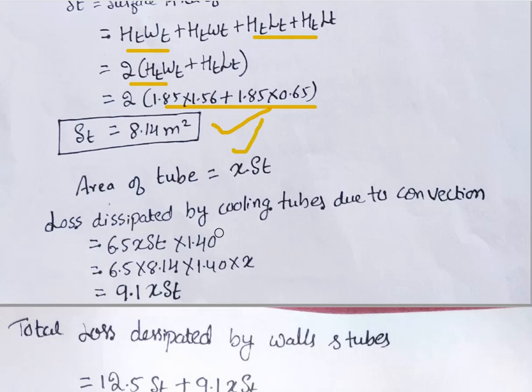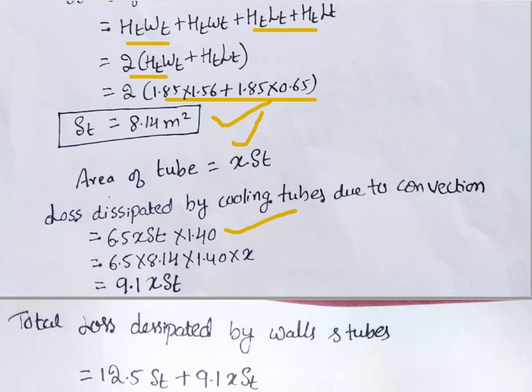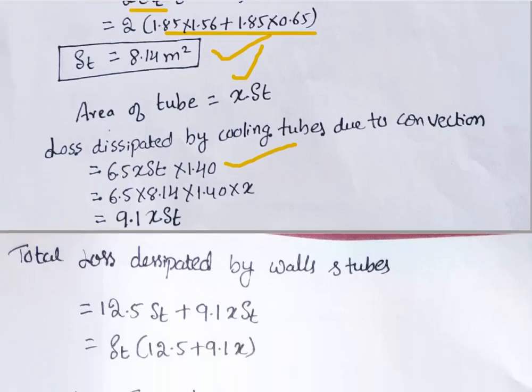The loss dissipated by the cooling tubes due to convection is 6.5 into x into St into 1.40. They have given 40% instead of 30%; in the derivation we saw 35%, but here in the question they have given 40%. So 6.5 into the surface area of the tank, 8.14, into 1.4 into x gives 9.1 x into St. Keep this St in this form only.